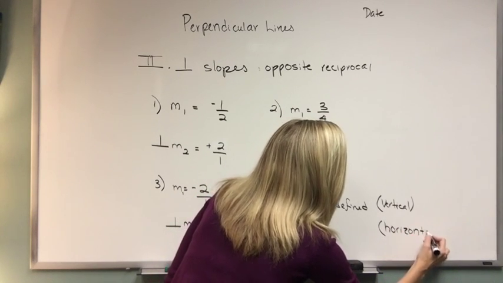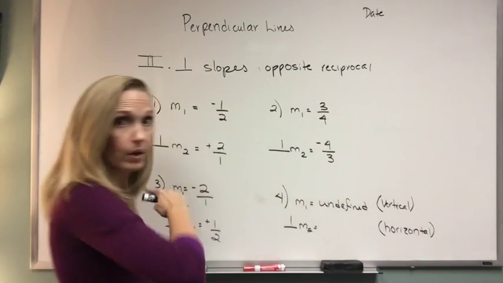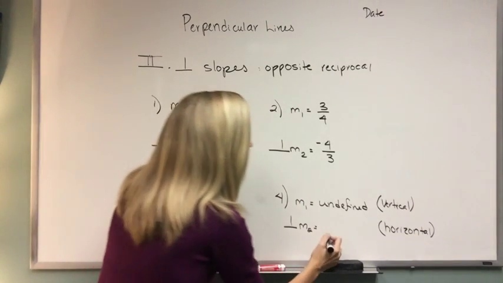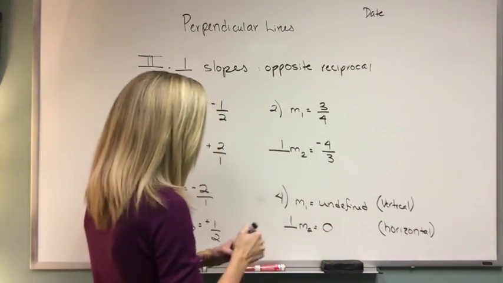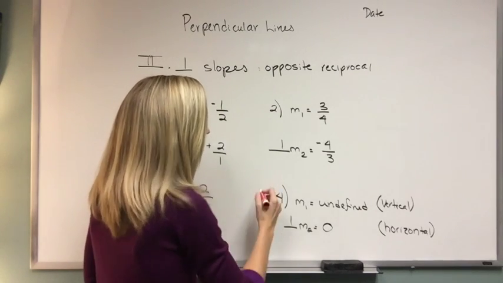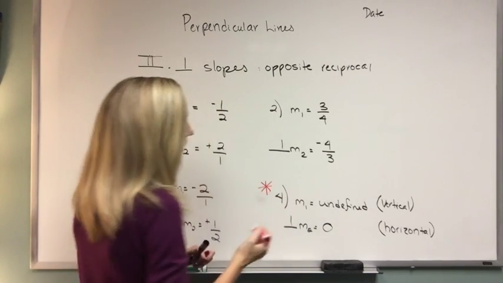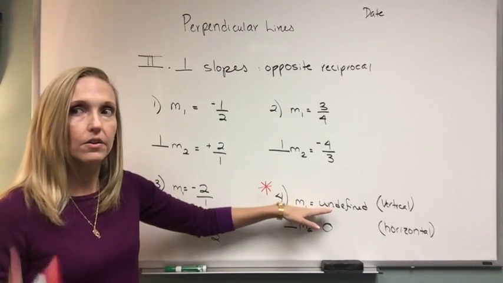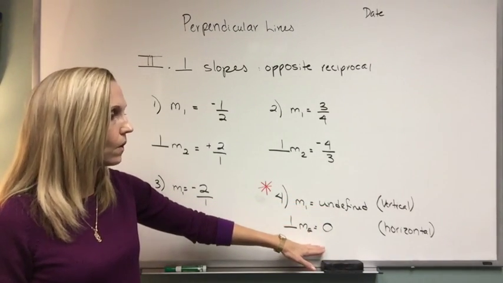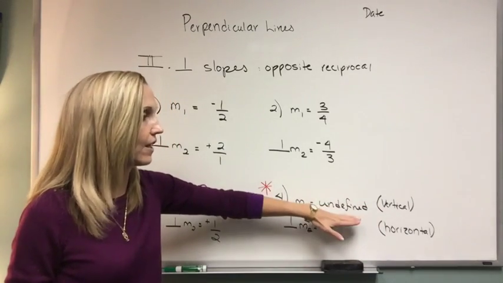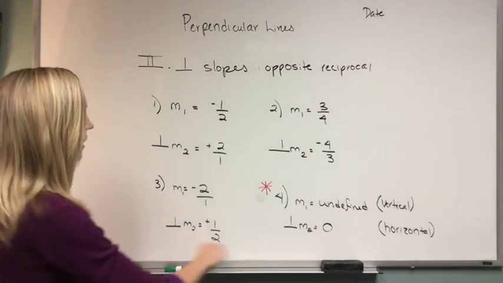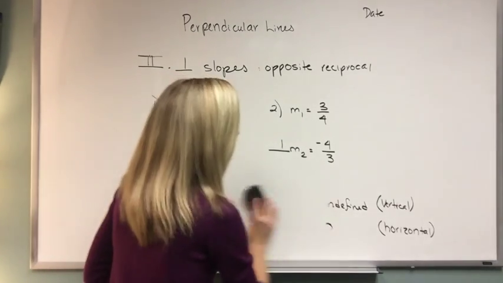And what's the slope of a horizontal line? Well, we can walk on the line, so it has to be 0. So this is our special case. Whenever you have horizontal and vertical lines, you have to understand that you have undefined versus 0. So you have vertical and horizontal, that's the relationship. We just can't do the reciprocal. Okay, so let's do some examples.